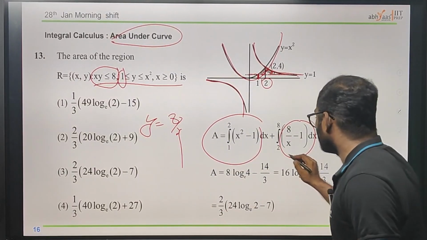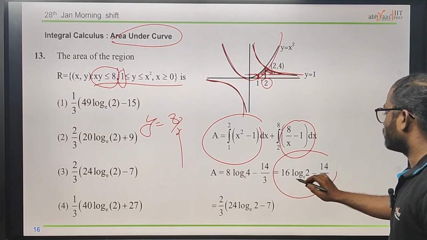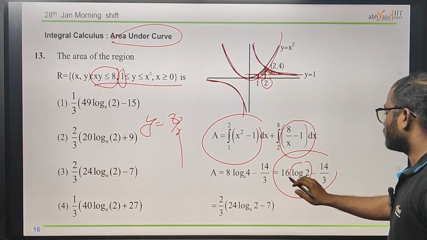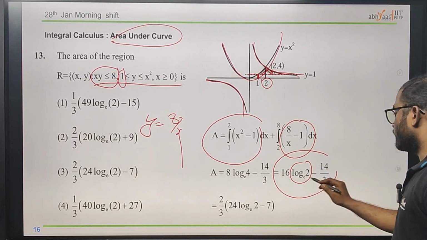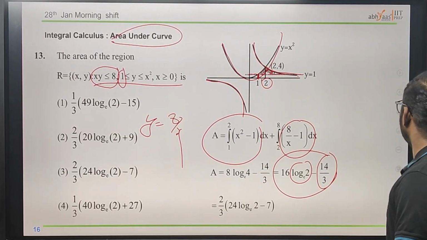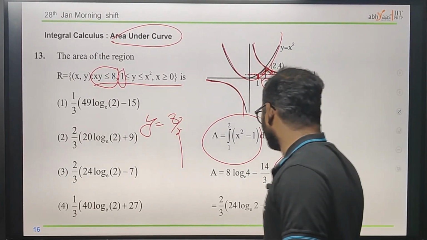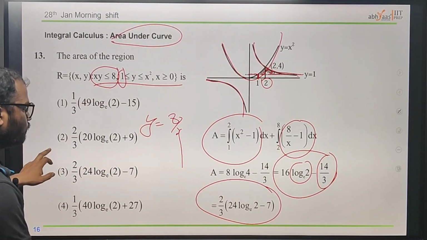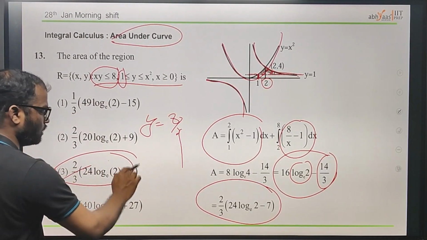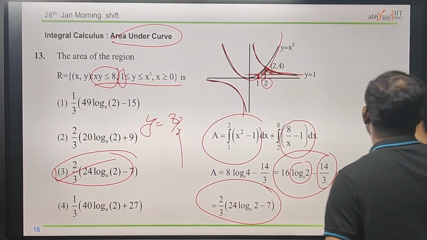Now just putting the values in, we will get the answer. We will have log 2, and putting that we get 8 times 2, and 14 by 3. That's how we got the area of this region, which is totally 2 by 3 into (24 log 2 minus 7). That's how we got that option 3 is the right answer.